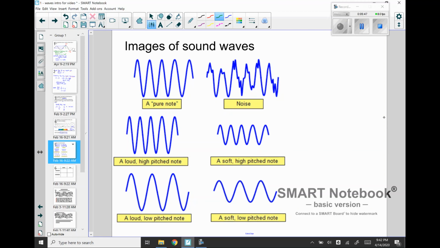So what I want you to do is pause the video for a second here and take a look at these 4 pictures to think about what kind of an effect frequency has and what kind of an effect amplitude has on the properties of that sound.